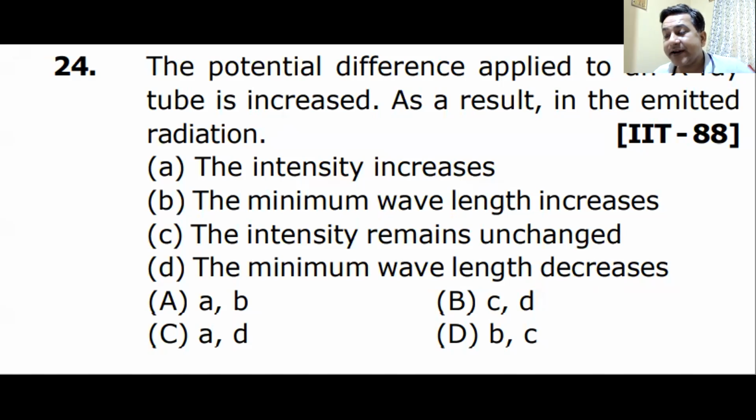The potential difference applied. Option C. Okay, good. This is fast. The answer may be wrong; let me read the question. I have not read the question. The potential difference applied to an X-ray tube is increased. As a result, in the emitted radiation, the intensity increases.